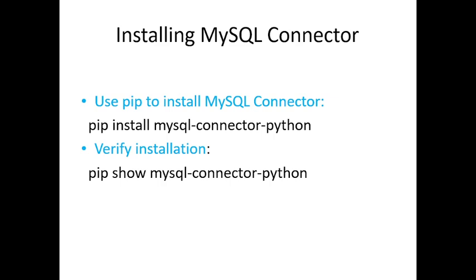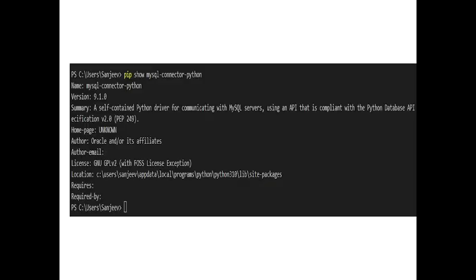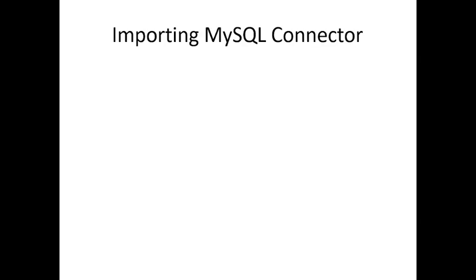When you use this command, you will see this screen. You can see the command has been given, pip show mysql-connector-python. Then you will see the name, the version, summary, home page, author, and the location where the connector is located. All these things will be visible on the screen. So this shows that the package has been installed successfully.